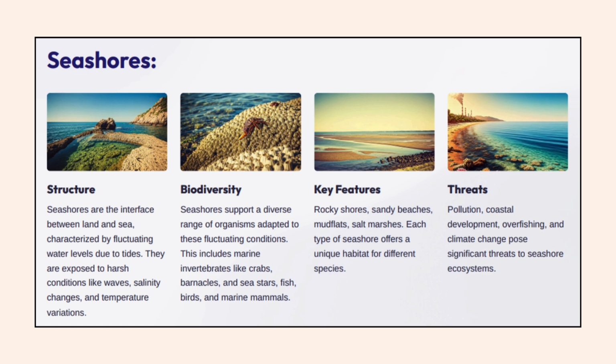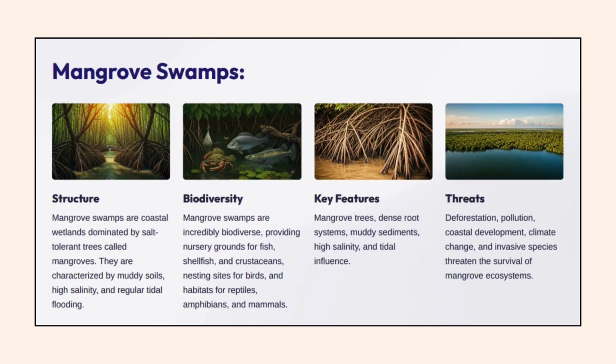So, for key features, so meron itong rocky shores, sandy beaches, mud flats, salt marshes. Each type of seashore offers a unique habitat for different species. And threats, of course, number one would be pollution. Coastal development, overfishing, and climate change pose significant threats to seashore ecosystems.